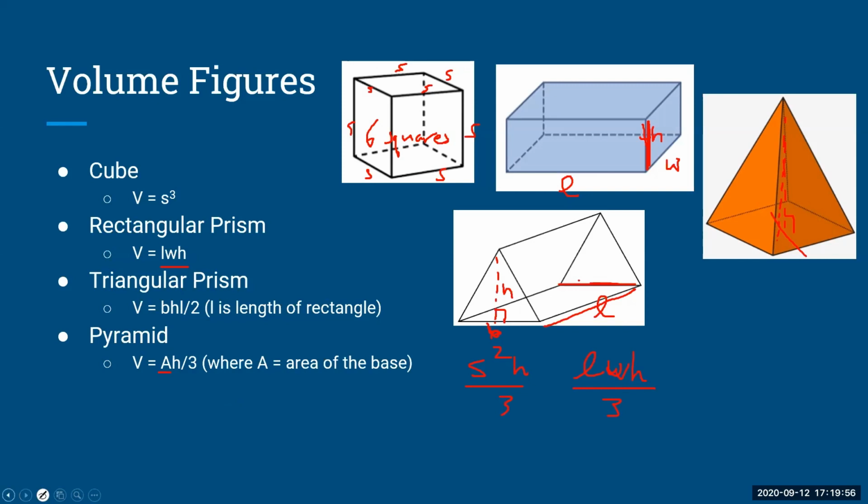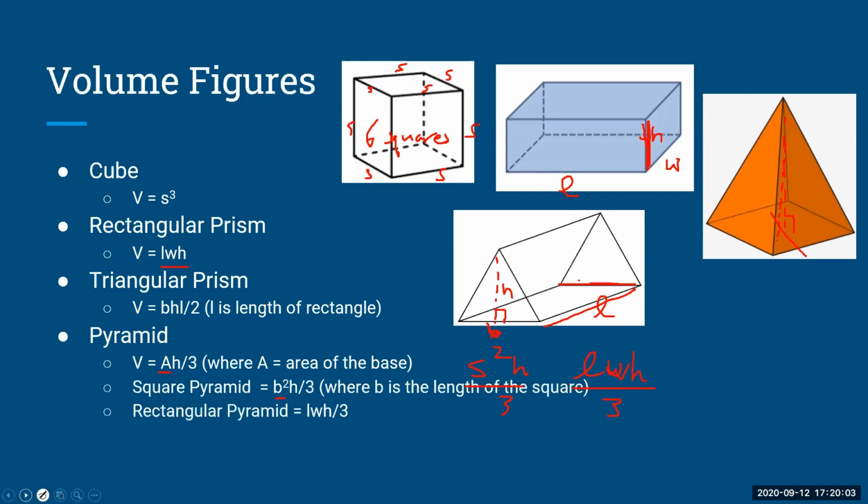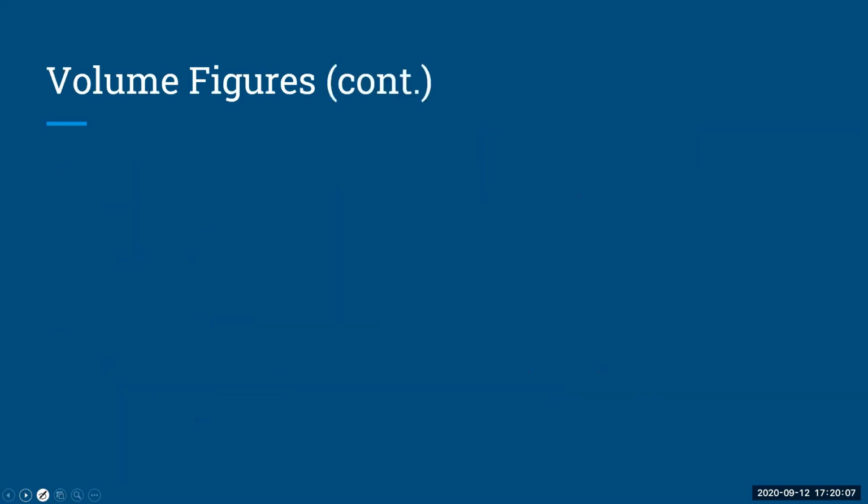Okay. Sorry about that. So like I said, square pyramid, base squared, side squared, whatever you want to call it, divide by 3. Rectangular pyramid, length times width times height, divided by 3. And here we go. That's really it, I think.